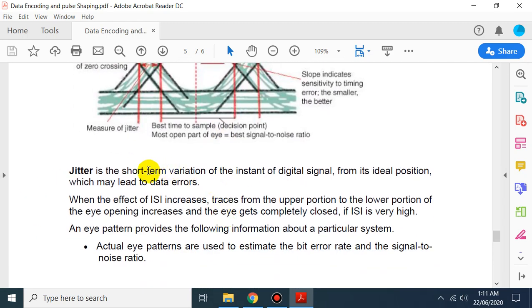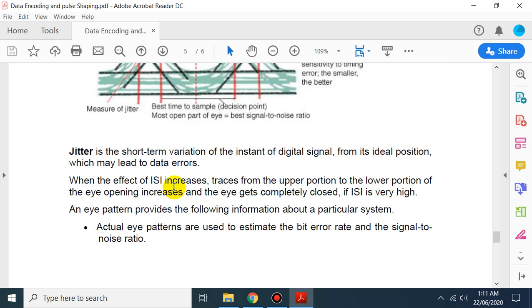Okay, so there is another term that is called jitter. It is the short term variation of the instant of a digital signal from its ideal position, which may lead to data errors. Jitter is what we study in the analysis of digital signals: the short term variation of the instant of a digital signal from its original ideal position. It is also a type of noise that we face in the digital signal layer.